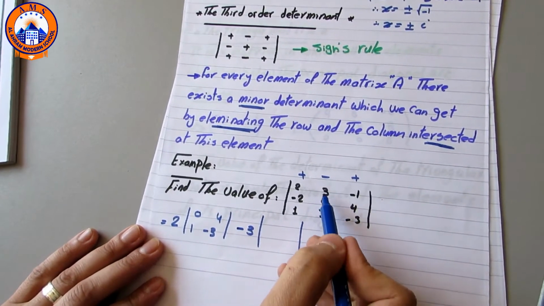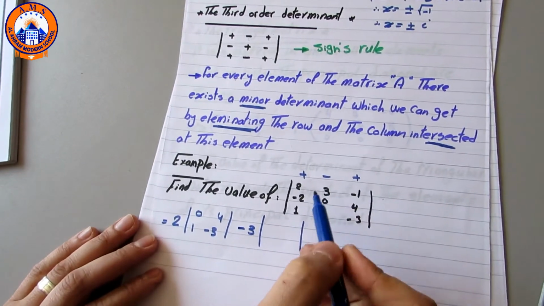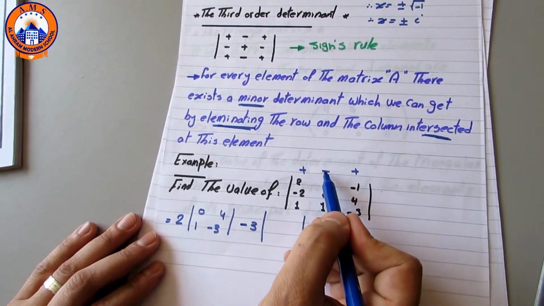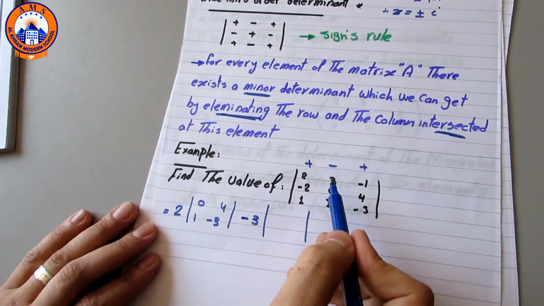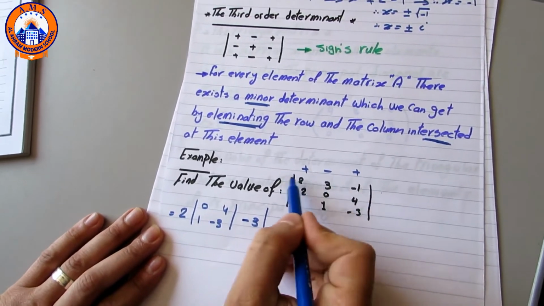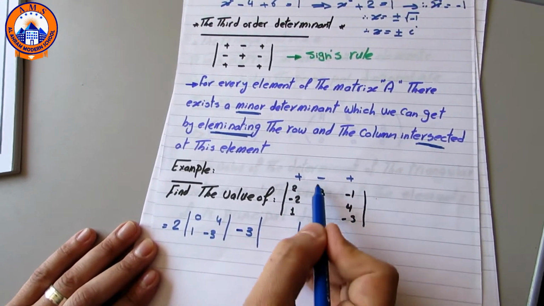And why negative? The number 3 is positive. Why negative 3? I said we have the signs rule. 3 positive, it will be negative. After that, you have to cancel the row and the column of number 3.